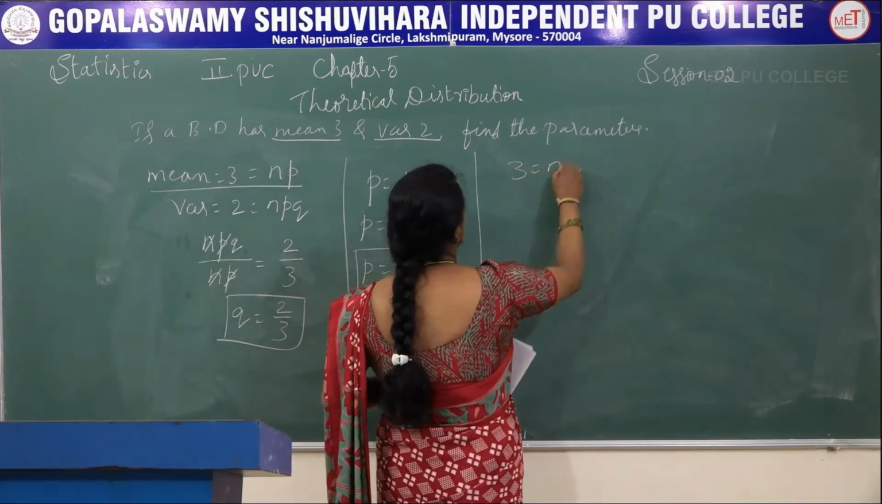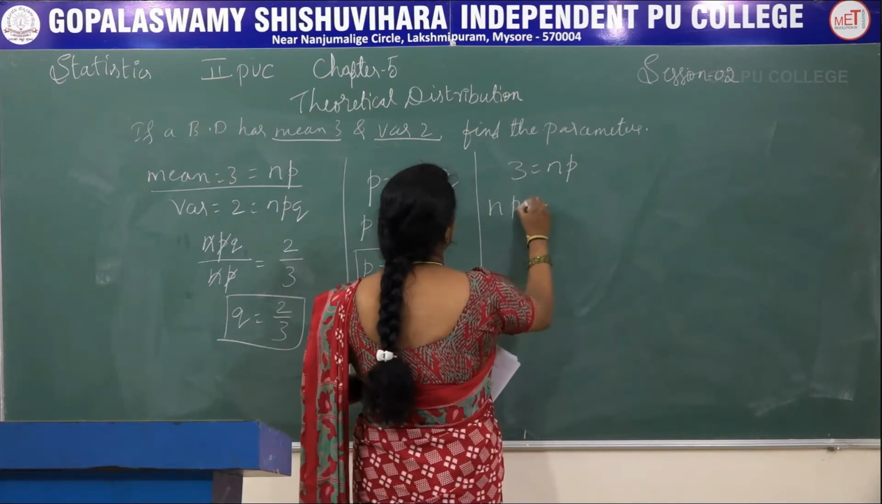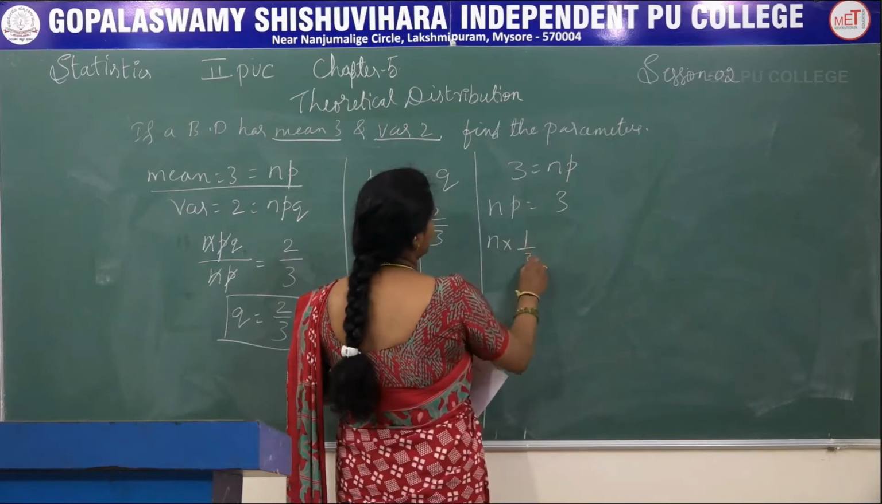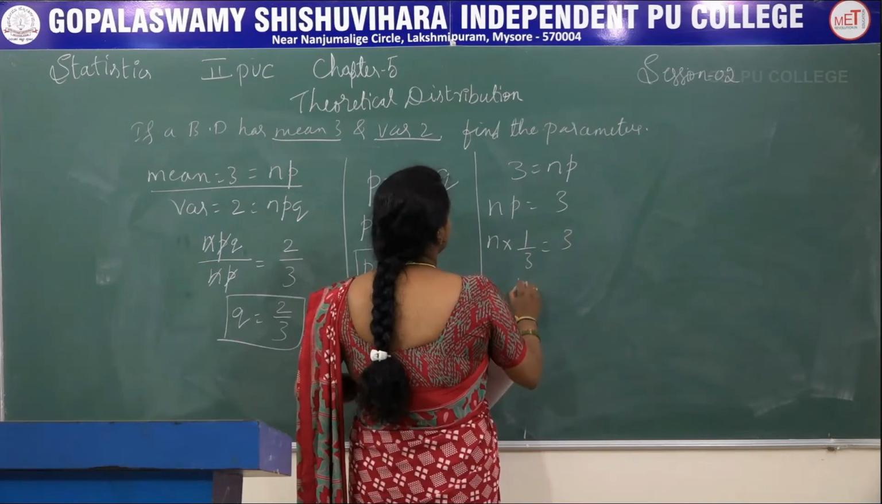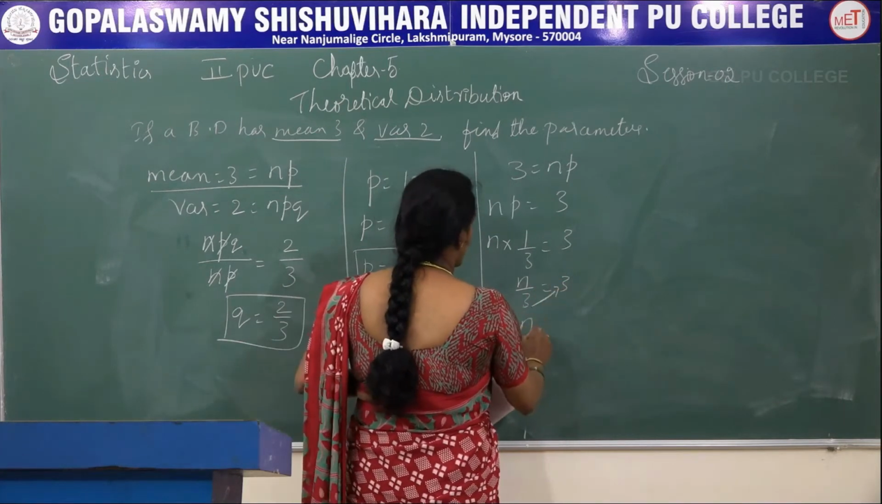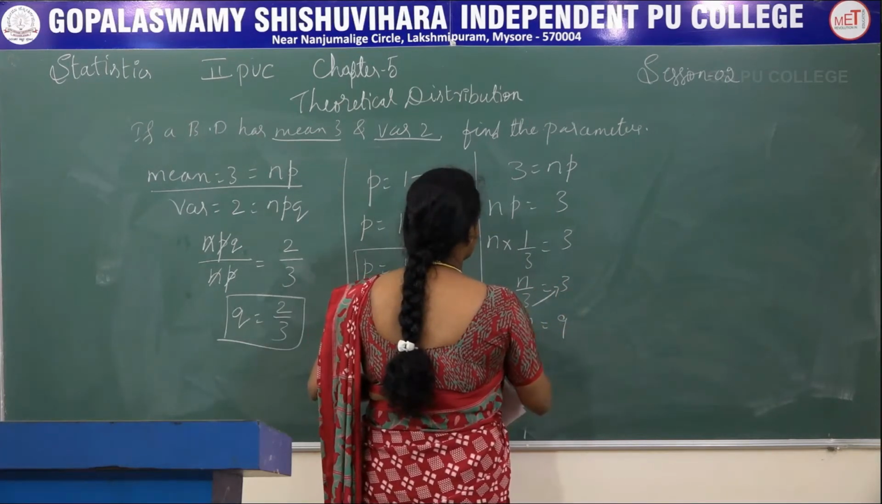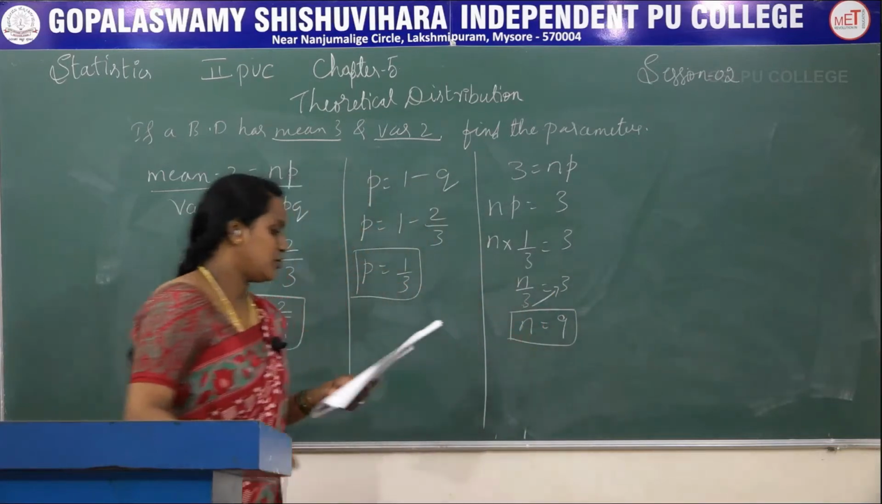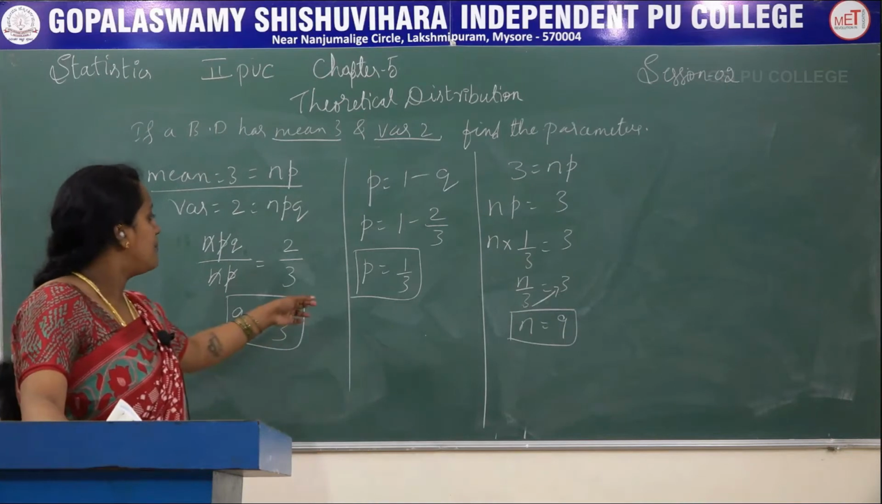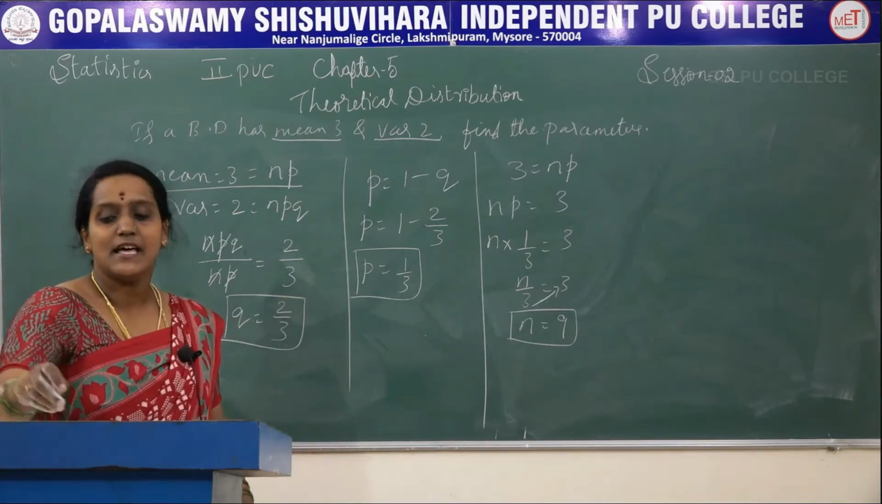3 is equal to np, or np is equal to 3. N we don't know. P value is 1 by 3. So n by 3 is equal to 3. Just take the cross multiplication. So n is equal to 3 times 3, which is 9. N is equal to 9. So the parameters of the distribution, p is 1 by 3 and n is 9.